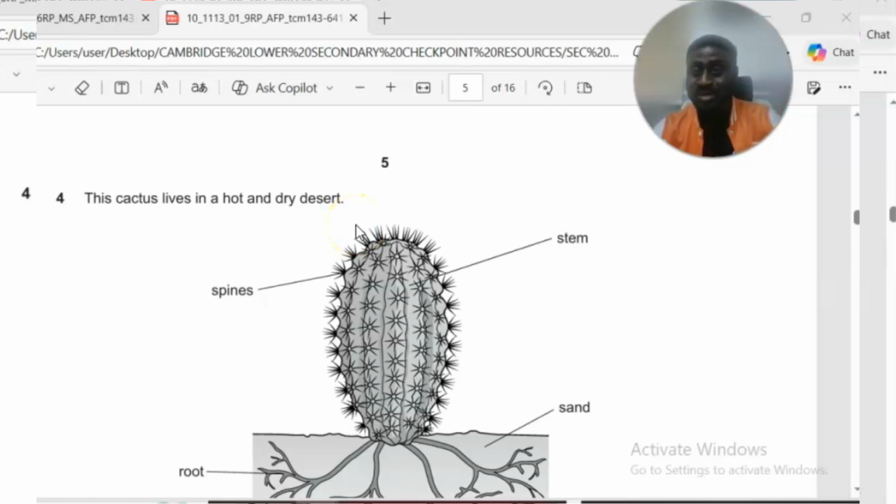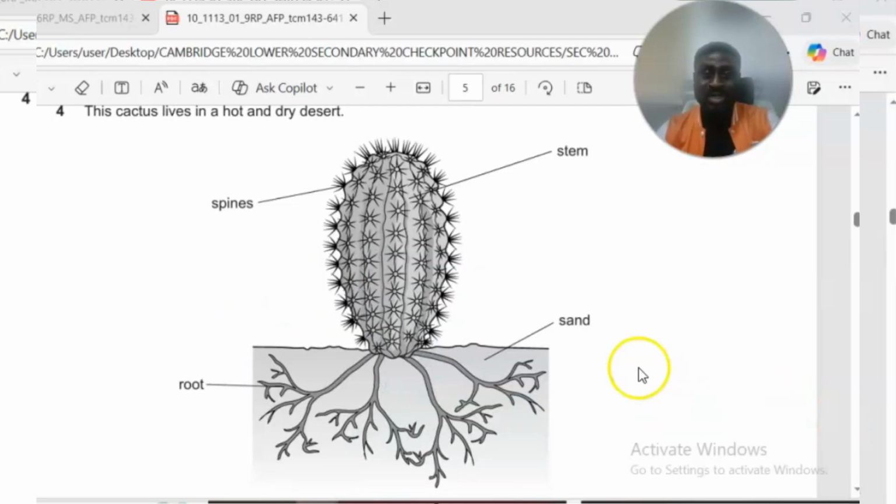And this has to do with habitats of living organisms, both plants and animals alike, and ecology, and it also has to do with the biology of living things in the environment. The cactus has spines, as you can see, or you can call them spikes. It has a stem, then the sand from which the plant protrudes, and the roots that extend into the ground for the purpose of absorbing water and nutrients.